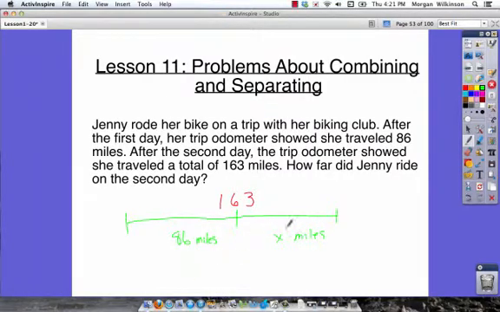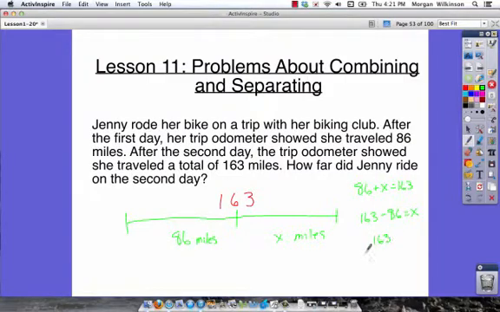What we know is that 86 plus X is equal to 163. Now if we remember back to fact families in the first few lessons, we know we can rearrange this. We could say 163 minus 86 is going to be equal to our X value. Let's go ahead and do that math.